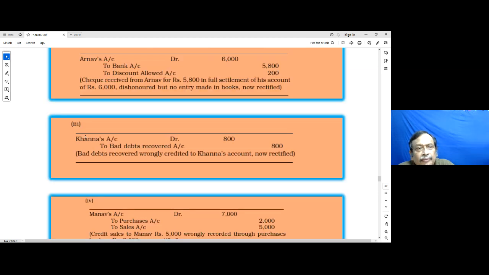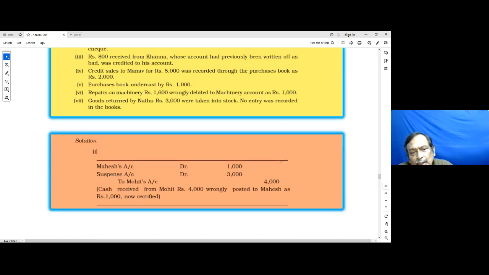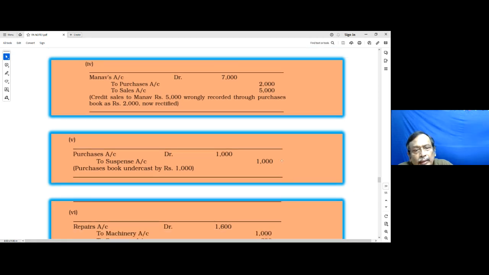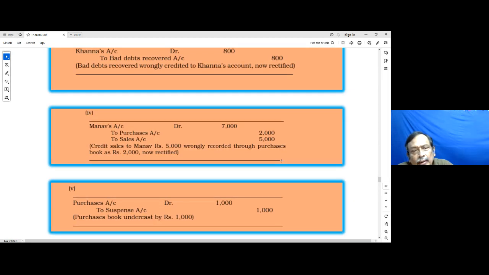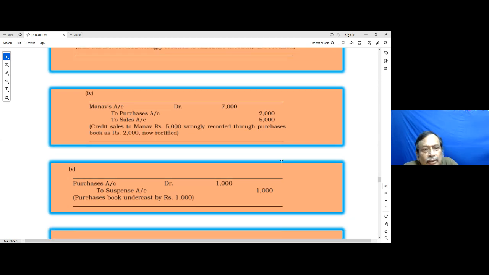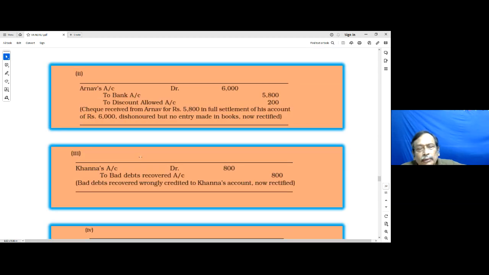Next, number 4, credit sales to Manav for rupees 5,000 was recorded in the purchases book as rupees 2,000. So the correct entry will be Manav's account debit 7,000 to purchase account 2,000 to sales account 5,000. Credit sales to Manav for rupees 5,000 wrongly recorded through purchases book as rupees 2,000, now rectified. Come to number 5.